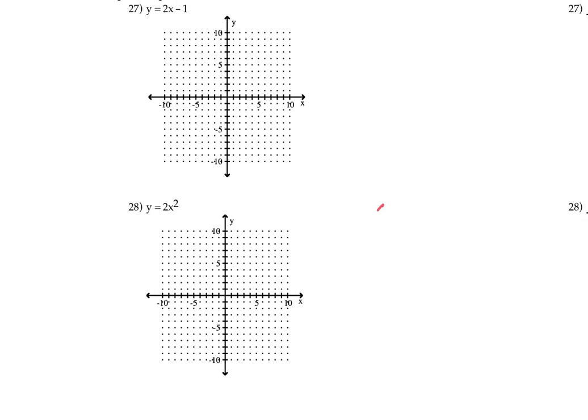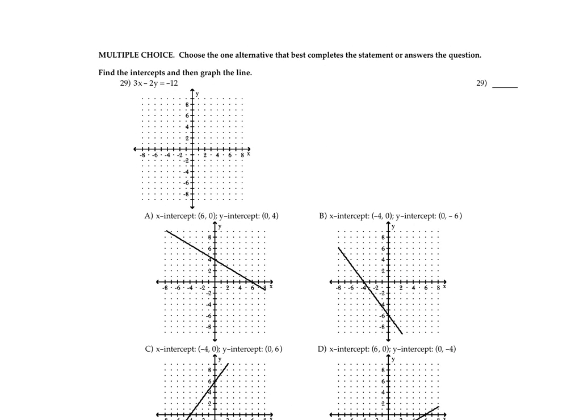28, once again, just a table of values. Where's the low point? Where's the high point? What are some other points that would be on that graph? You can use your calculator to get those. And then 29 is just another graphing question. I will tell you that this one is multiple choice, so you don't necessarily have to graph it over there. You just have to tell me which one of these is the correct one.